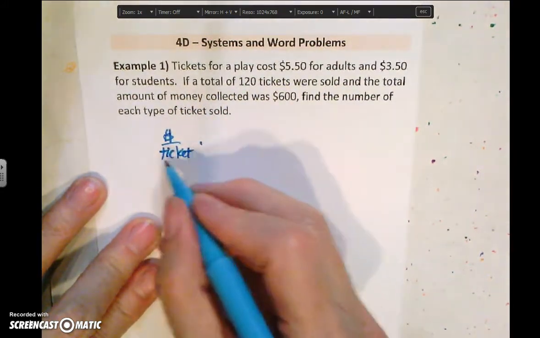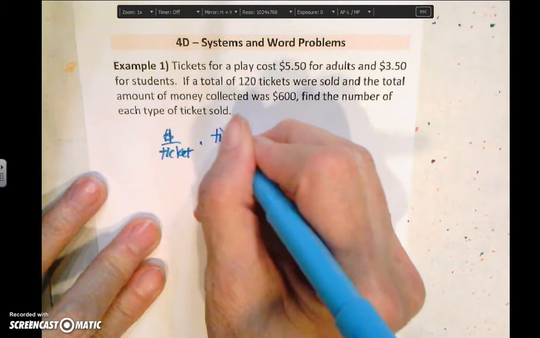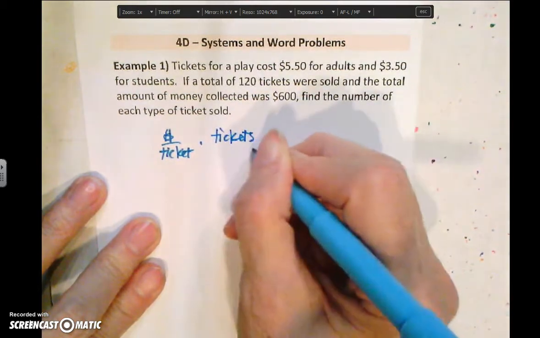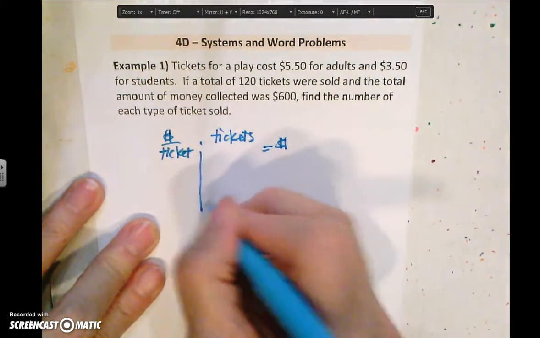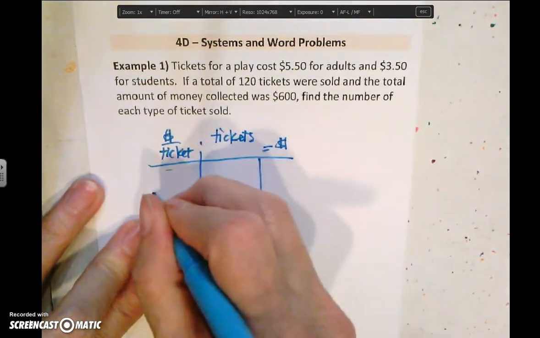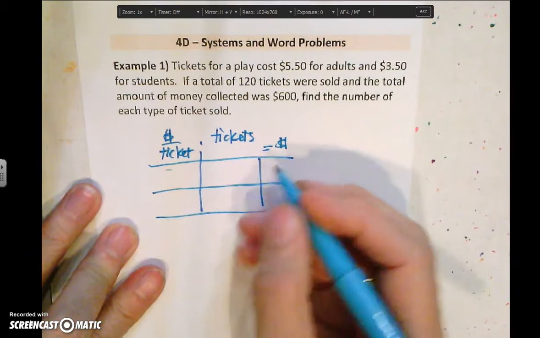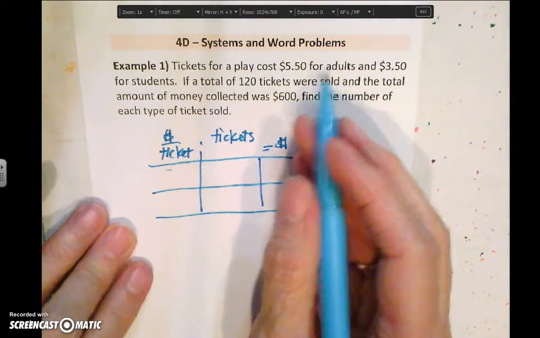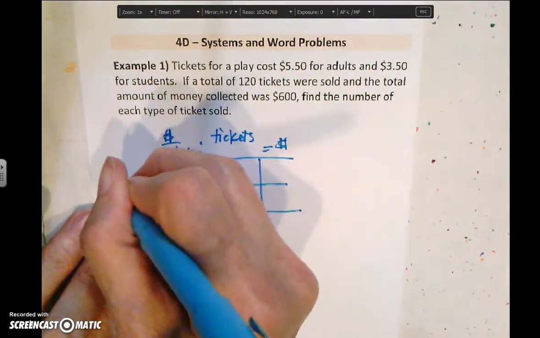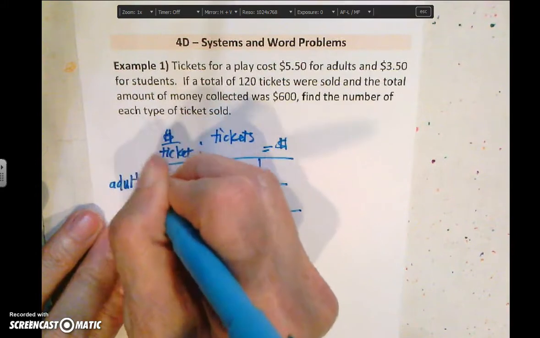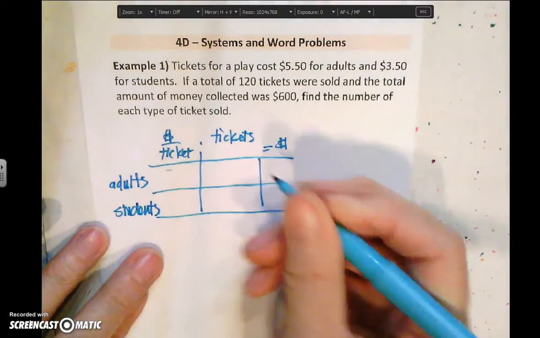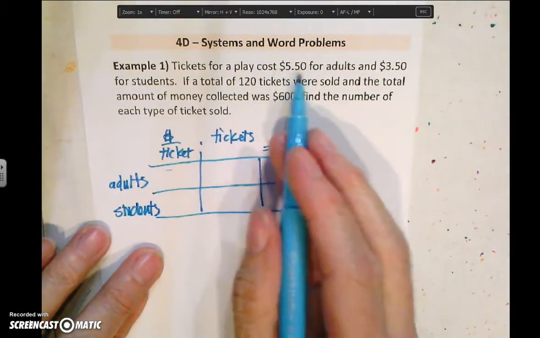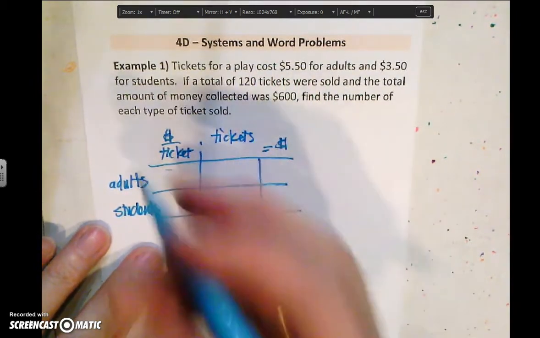And remember, we multiply by the denominator, so tickets, and it's going to be equal to the numerator, which is dollars. So we'll set a chart up. We know that we have adults and students. So those are our two players. Two types of tickets. And we know that the adult ticket costs $5.50 each.